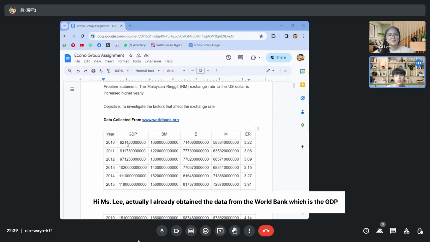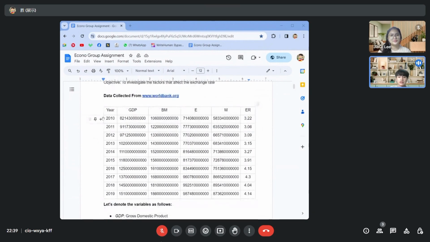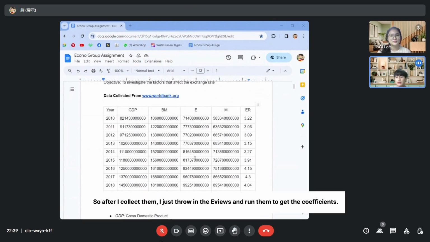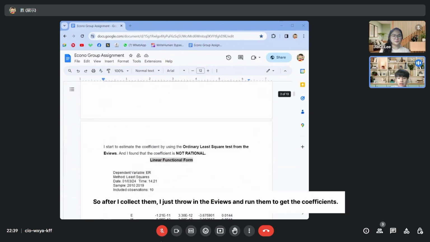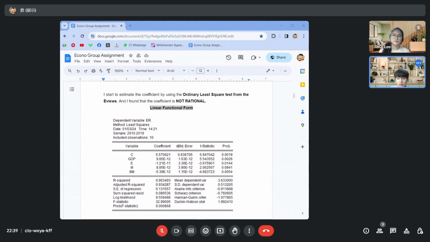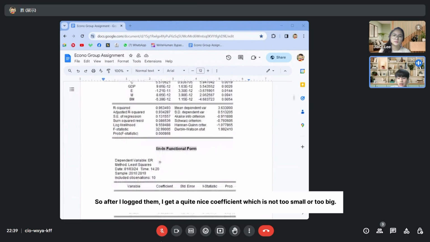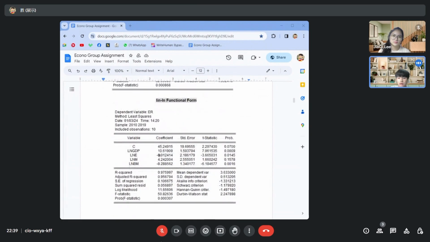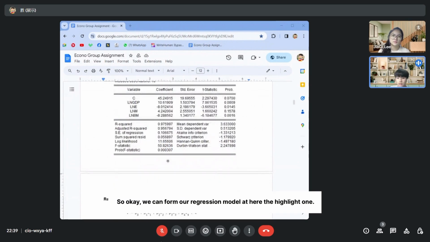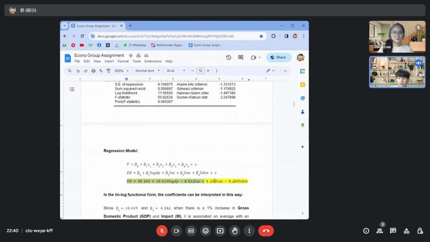Hi Miss Lee. Actually, I already obtained the data from the World Bank, which is the GDP, broad money, export, import, and the exchange rate for 10 years. After I collect them, I just throw them into EViews and run them to get the coefficients. I found that the coefficient is not rational because it's too small. It's E negative 12. So to solve this problem, I log my independent variables. After I log them, I get a quite nice coefficient which is not too small or too big. So we can form our regression model here.